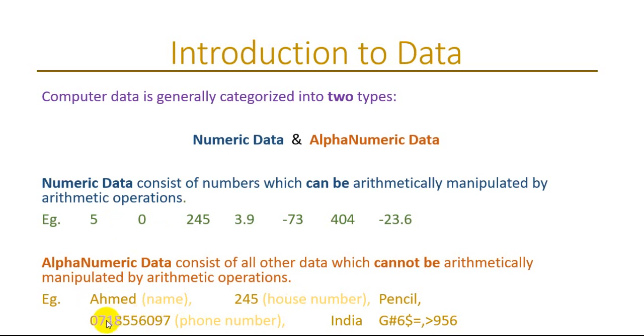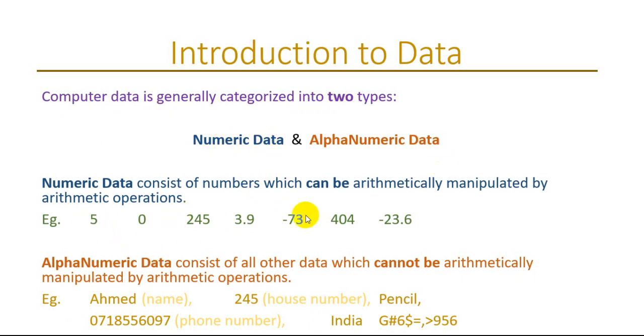The other problem is, if we consider this as numeric data, then this zero will get lost, because leading zeros do not have any value for numbers. So this will just be taken as 718556097. The zero will be lost. That's the reason why we take phone numbers as alphanumeric data. Then a country name is alphanumeric data, and so is general text, any combination of text.